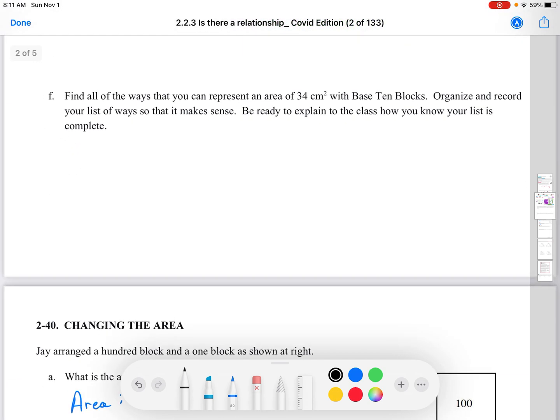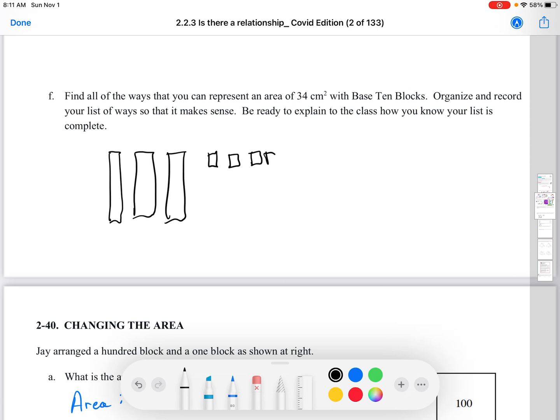The most obvious way is to do 3 tens. So something like this, right? 1, 2, 3. And then I could do 4. 1, 2, 3, 4. That's one way to do that. But there are other ways to do it, right? How could I represent that 30? I could represent it as 10 ones. I'm sorry, not that 30, that 10. How could I represent this 10? Also as 10 ones. And how could I represent this? Also as 10 ones. So I could really put 34 individual 1 blocks to do that.